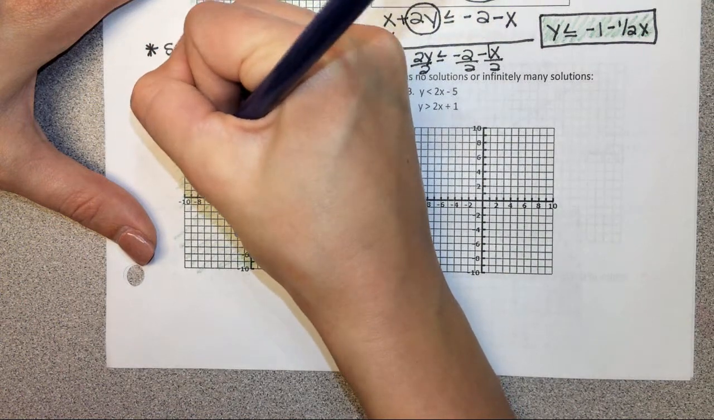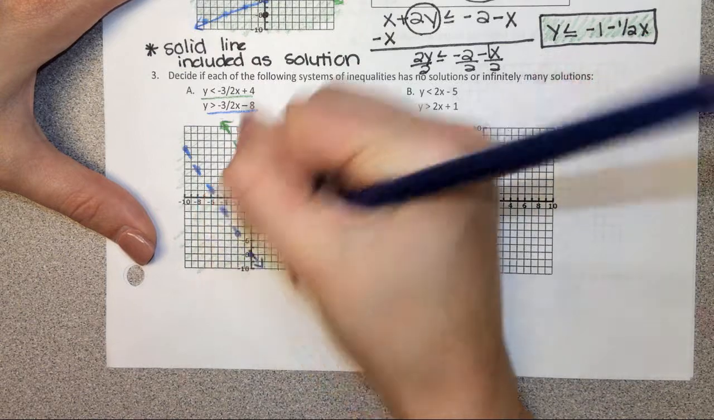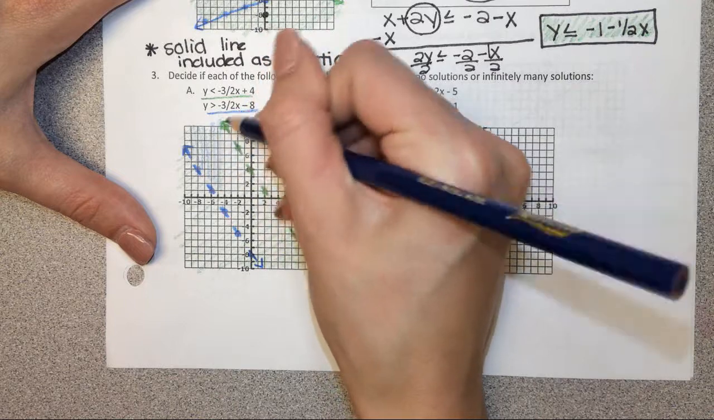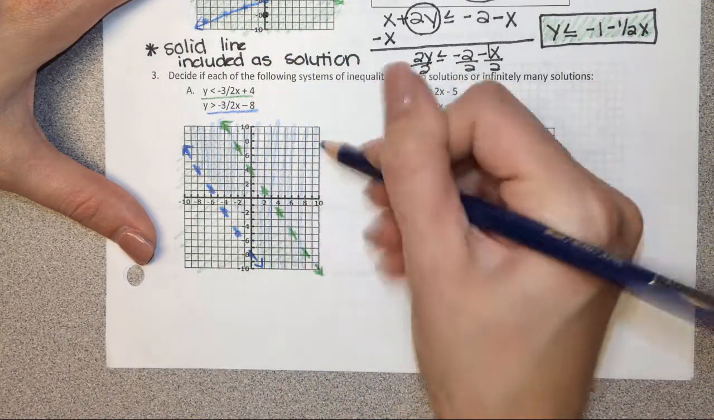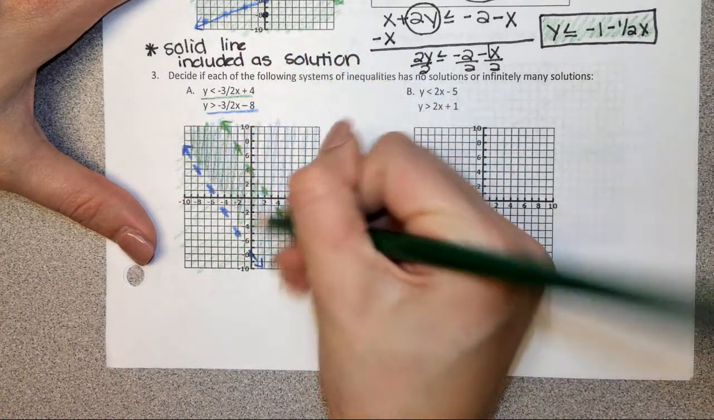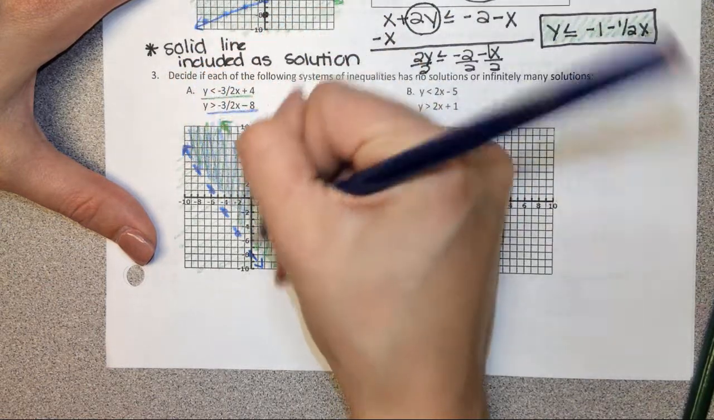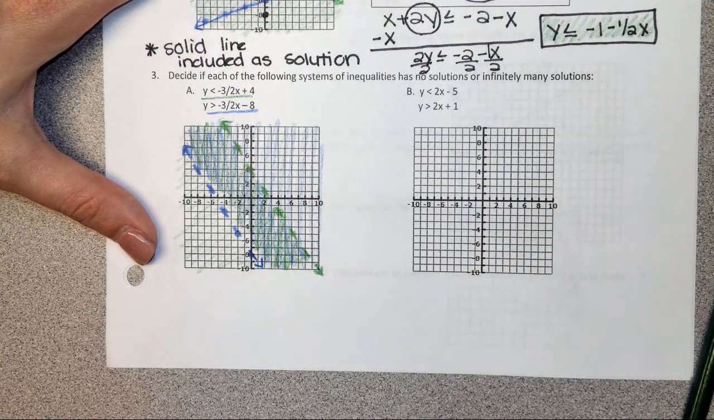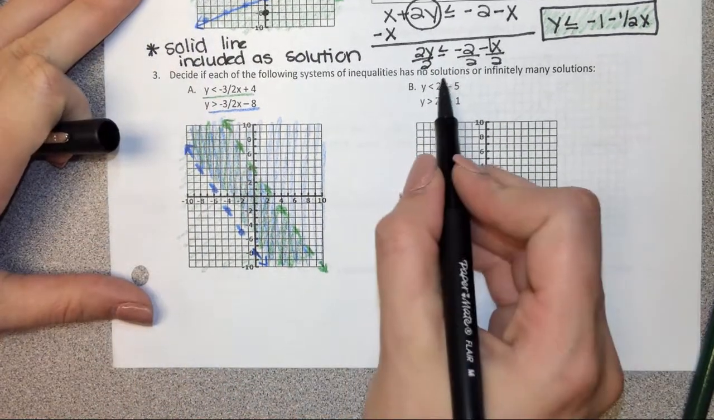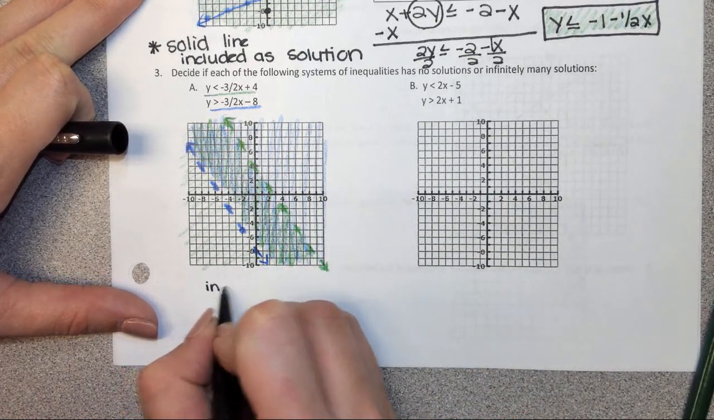Again, it's a dotted line. I'm going to do my little dashes. And this time it's greater than, so I'm going to shade above. So this whole area in between is your solution set, because it's covered by both of those inequalities. So it's not going to have no solution, because obviously there's a part where they overlap. It has infinitely many solutions.